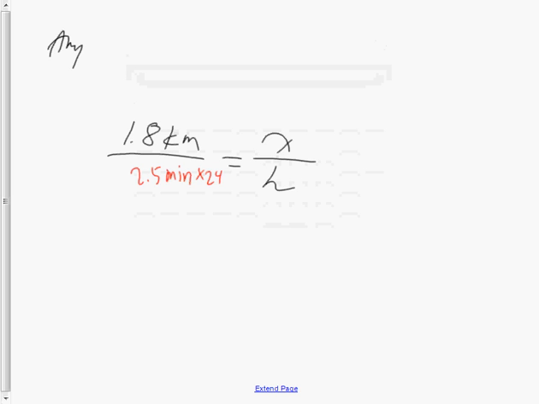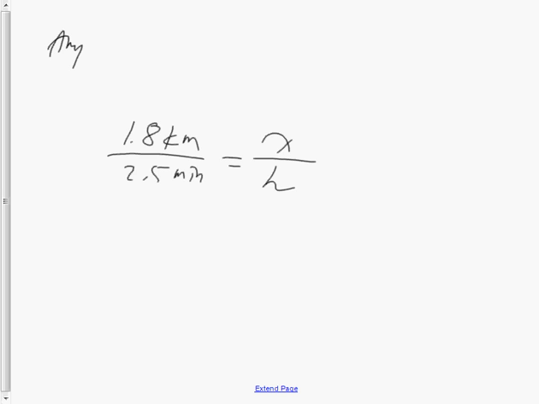So if you wanted to use the multiplication method, you could figure out what you multiply first and second term by. So 2.5 minutes times 24 is 60 minutes, which of course is better known as 1 hour. So you can use the multiplication method if you want. Another way you could do it is the cross multiplication method.